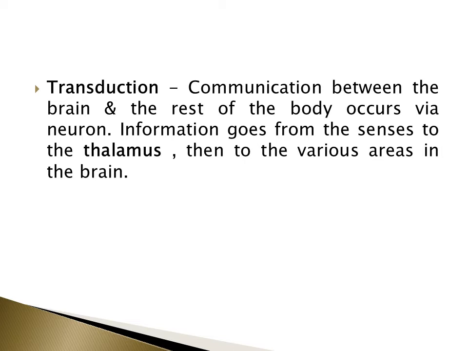Okay, so again, the stimuli will change. Stimuli will touch our sense organs, and then it will change into neural impulses, and that process is what we call transduction. So once the neurons reach the brain, this information goes from the senses to the thalamus first, then to the various areas in the brain. So it will touch first the thalamus, then the rest of our brain. Right, so that's the process of transduction.